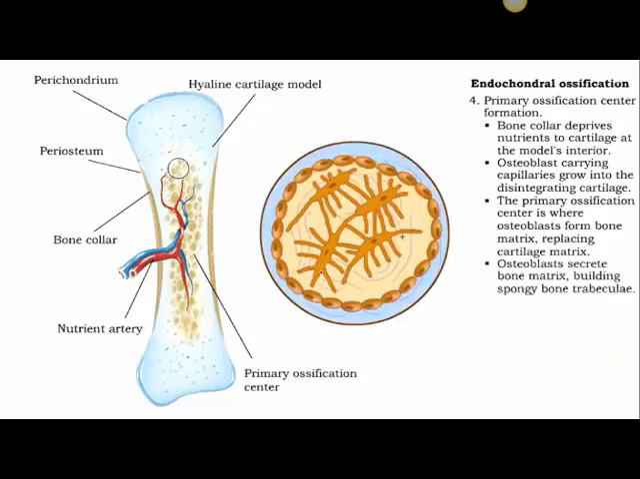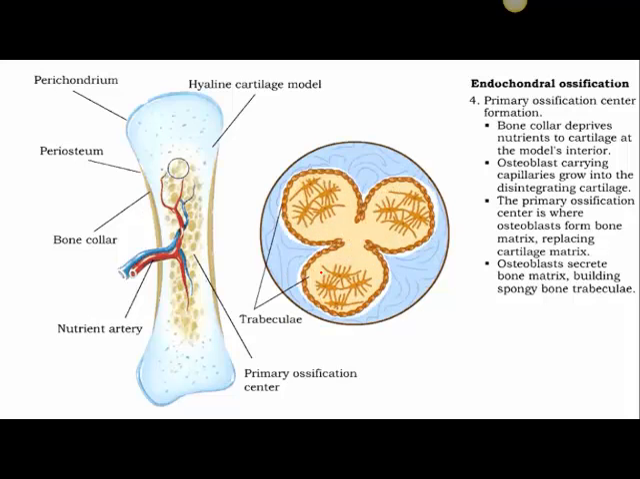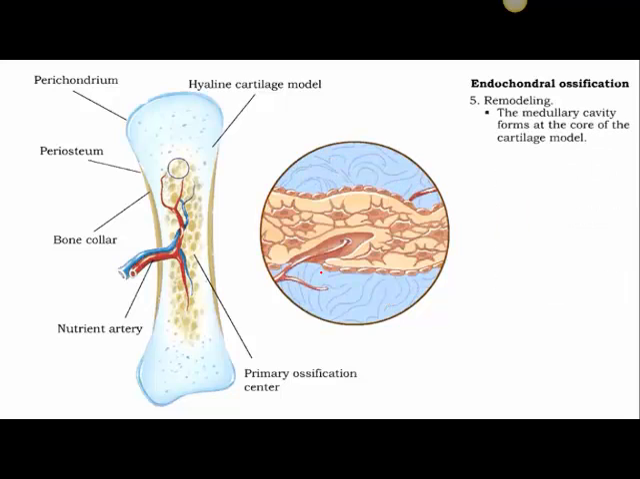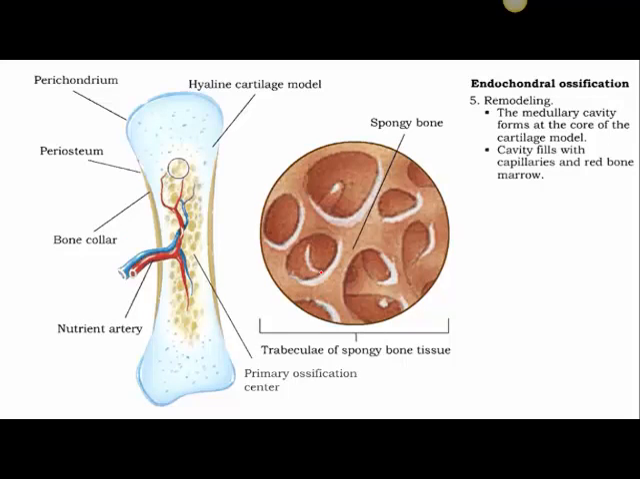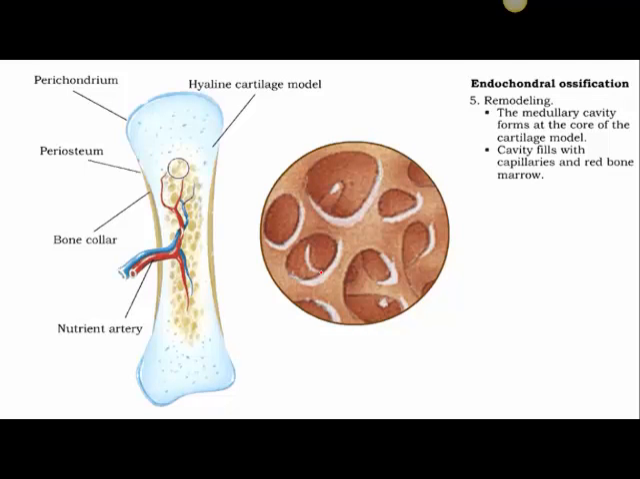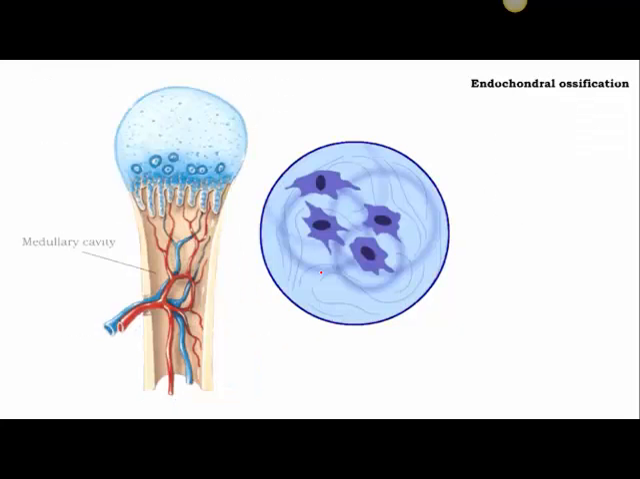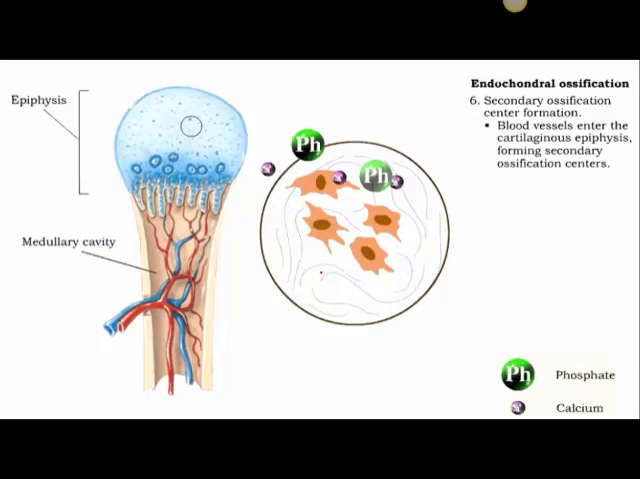Osteoblasts deposit bone matrix, building spongy bone trabeculae. The growing model is gradually remodeled. The cavity fills with capillaries and red bone marrow. Ossification proceeds, forming the main portion of a bone, known as the diaphysis. Around the time of birth, blood vessels enter the epiphyses, the ends of a bone, forming secondary ossification centers.